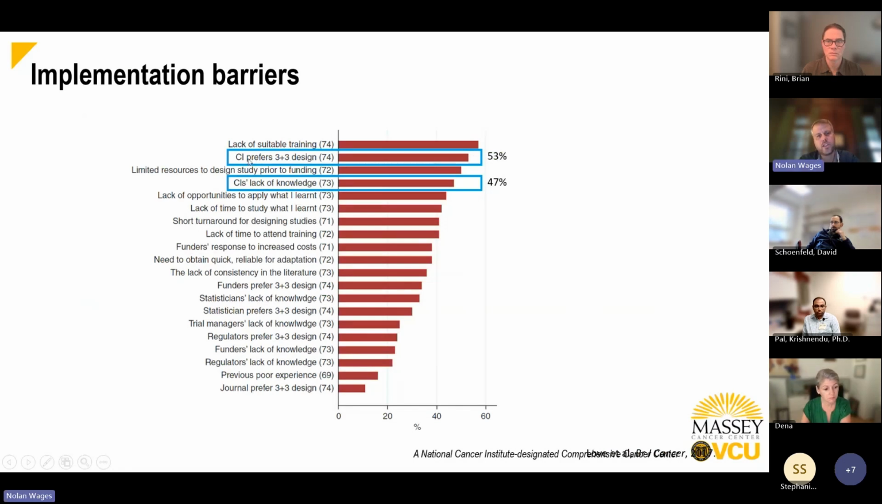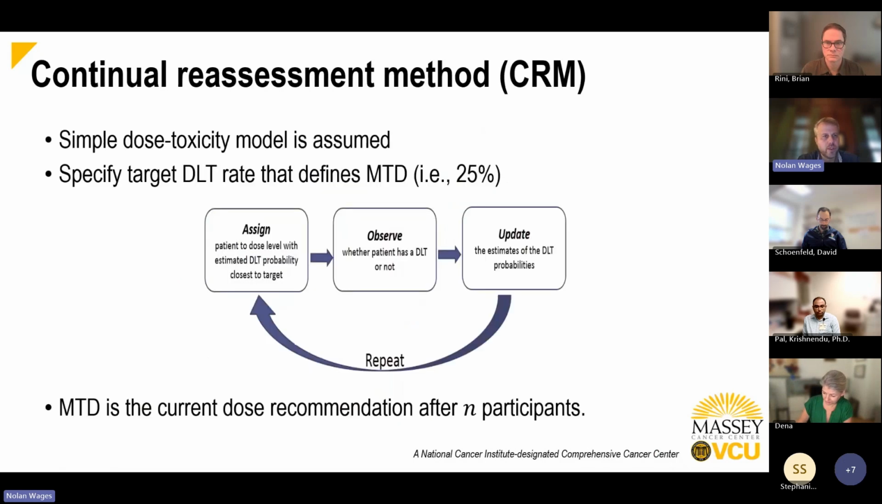The clinical investigator preferring the 3+3 is the most common barrier. The clinical investigators' lack of knowledge of novel designs and how they work, that's what that means there, is another barrier. So I'm hoping that today's talk alleviates one or both of these things, that we can get a little more knowledge about the novel designs and perhaps prefer them to the 3+3.